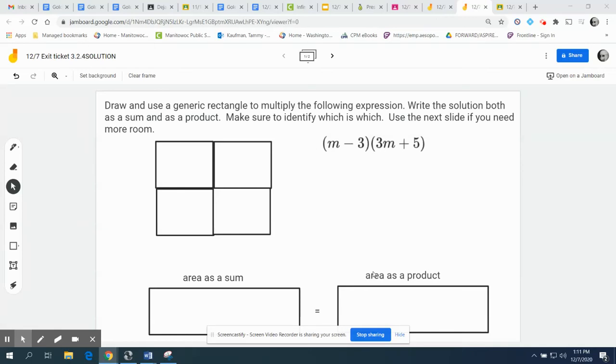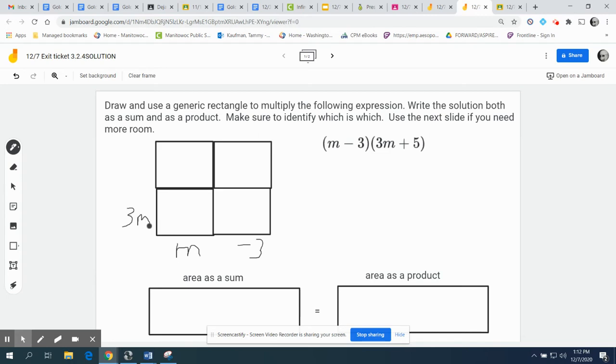Okay, so I set up my slide already to easily be able to multiply m minus 3 times 3m plus 1. So on the bottom, our generic rectangle, we could make this, but remember, we can write the dimensions along the bottom. So I'm going to write m and then minus 3 here. This is the same as m plus negative 3. And then along the side, I'm going to write my 3m and plus 5.